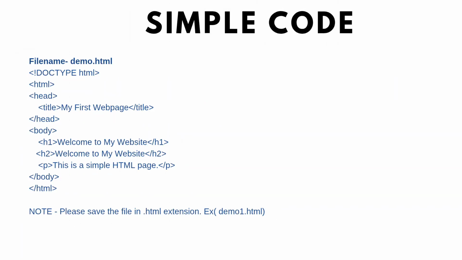Here I have displayed simple code. Firstly, we have to save a file in .html extension. You need to keep this in mind, you should not miss it. If you are writing the code, web page or HTML code, that file should be saved in .html extension. For example, I have a file demo, saved in .html format.